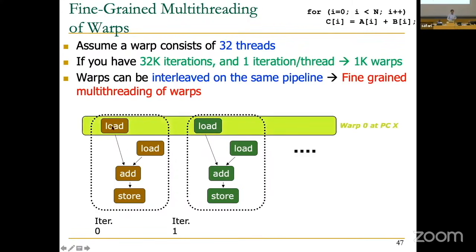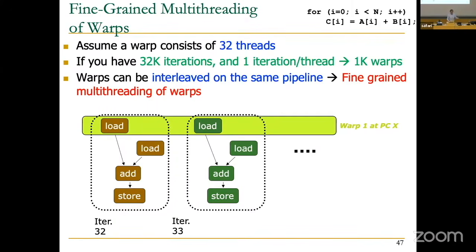This is warp 0 at PC X, for example. That's the program counter of the load. This is iteration 0 executed by one unit, iteration 1 executed by another unit. So you execute 32 iterations concurrently, 32 of these loads in different iterations. Then you may fetch warp 1 at PC X. This executes iterations 32, 33, up to 63. Fine. I'm going to show you the fine-grained multi-threading of these soon.